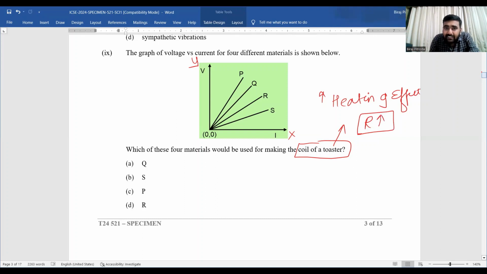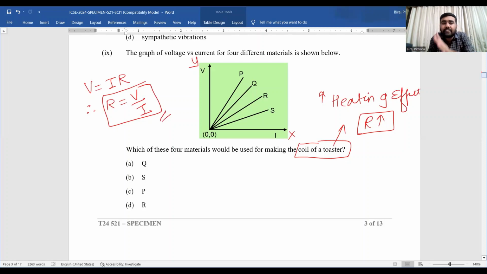So resistance, potential difference and current have a relation. According to Ohm's law, we know that V is equal to I into R. Therefore, R is V upon I. Now here the problem is that in this graph, I don't have any numerical value. No need to worry. You need to calculate the slope. When you calculate the slope, if you see the graph very carefully, we can figure out that wire P has more slope.